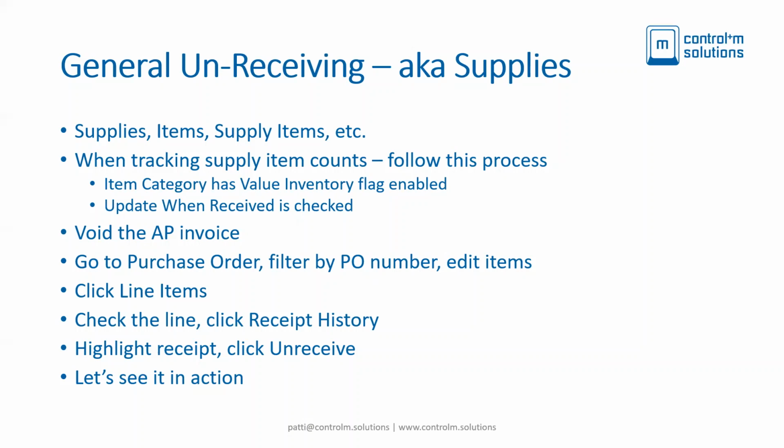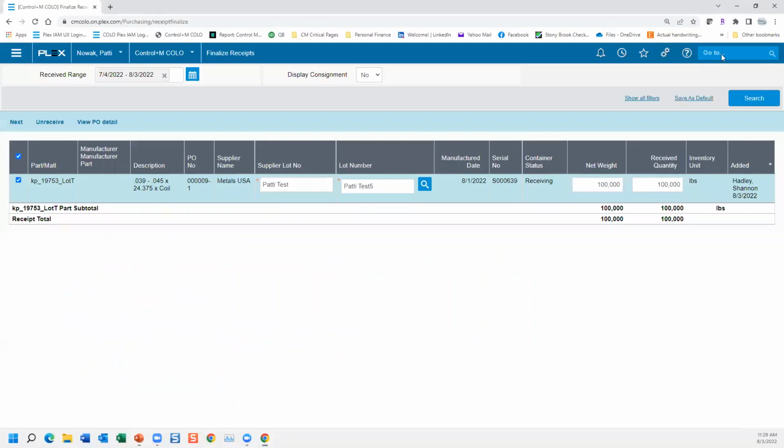First, you're going to want to void the AP invoice. Then you're going to go to the purchase order. You're going to filter by purchase order number and edit the items, click the line items, check receipt history, and unreceive. So let's go see that in action.